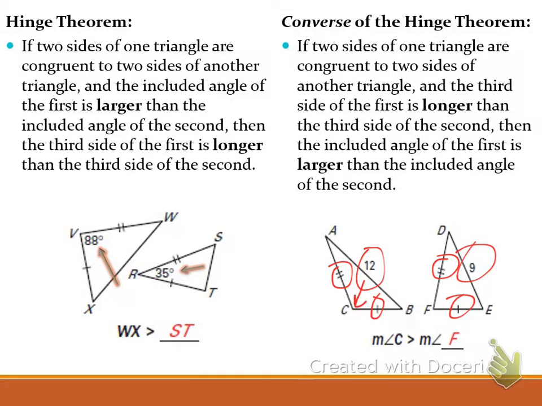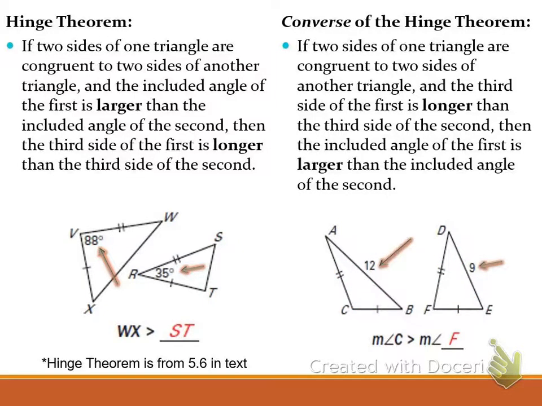So here, angle C will be bigger than angle F. So the original hinge theorem takes the angles and allows us to compare the sides. The converse takes the sides and allows us to compare the angles. Right? And here's how we're going to use that.